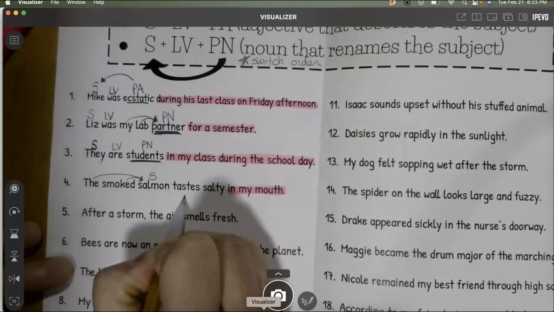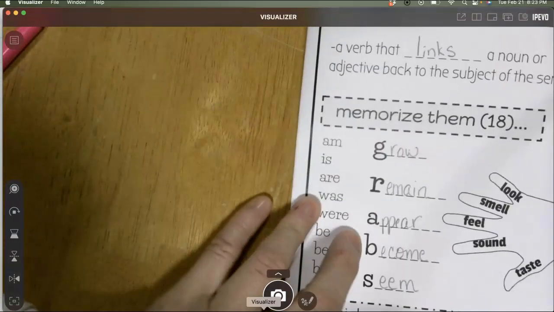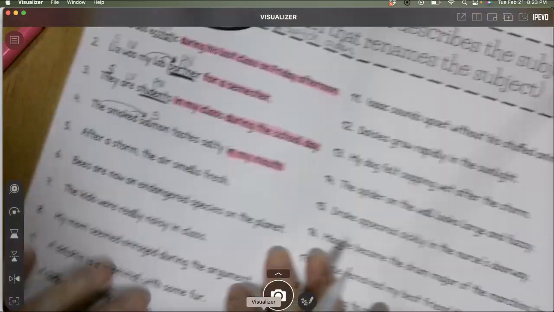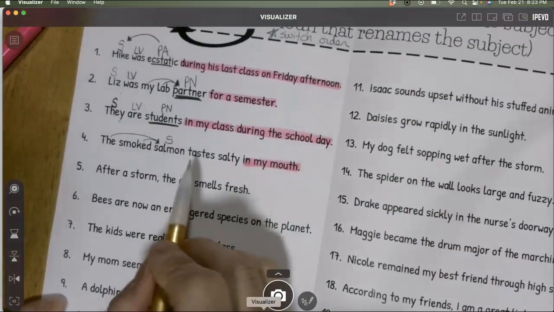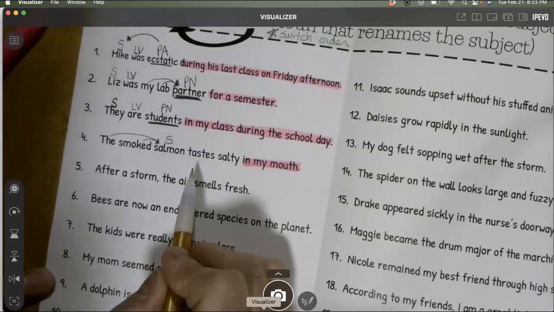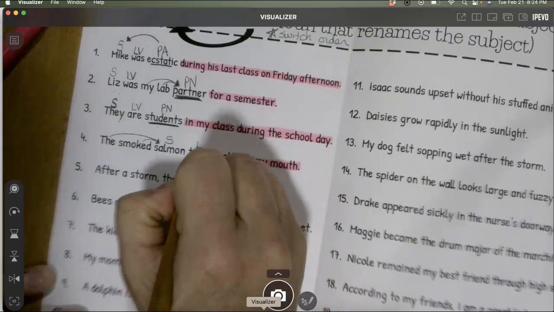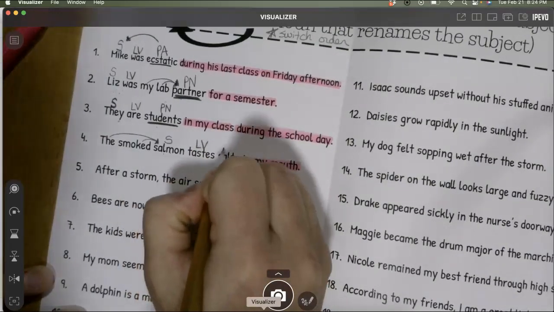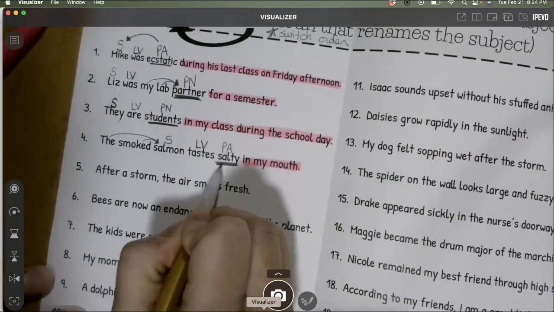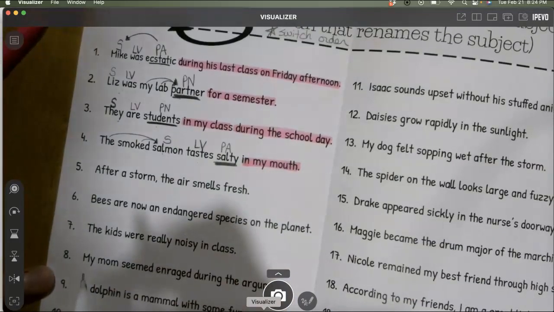Now, taste is one I have to watch. Tastes is here as a linking verb, but I have to think about it. Is it talking about the salmon taking its mouth and eating something, or is it describing how something tastes? And it is describing that it tastes salty. So this is being used as a predicate adjective that describes the taste of the salmon.